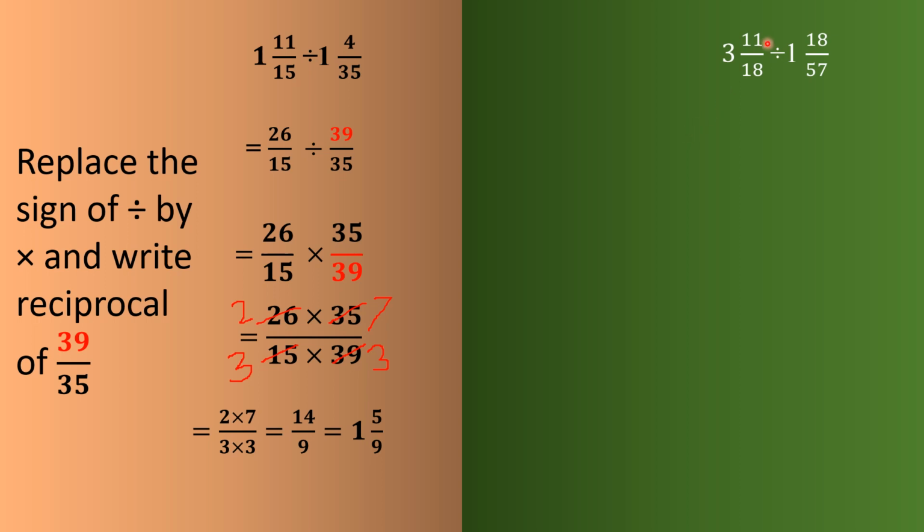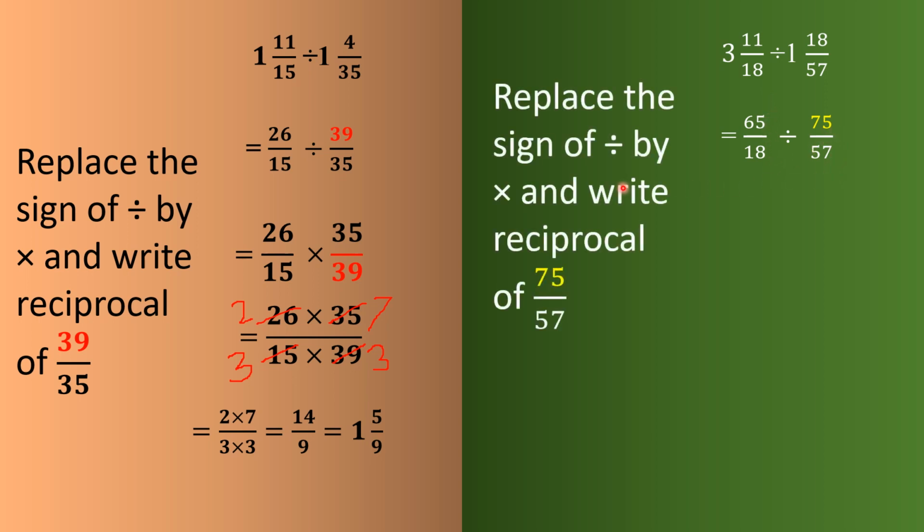Next question is this: 3 and 11 by 18 divided by 1 and 18 by 57. Both are mixed numbers, so we will convert them into improper fractions. So it is now 65 by 18 divided by 75 by 57. Now we will replace the sign of division by the sign of multiplication, and we will write the reciprocal of this divisor 75 by 57, which is 57 by 75. So it is our new form of this question.